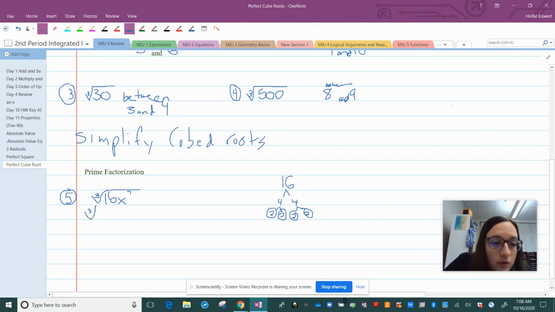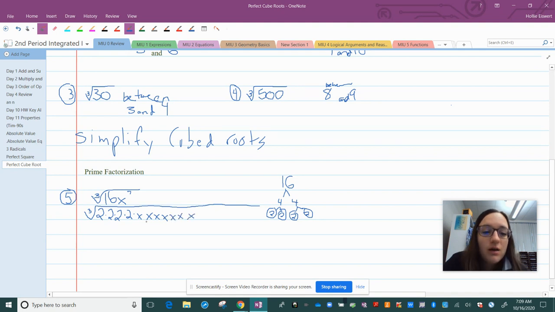So we have our cubed root. Don't forget that little 3 in the pocket. Notice I'm drawing that line very far away. You want to know why? Look how many x's we're going to draw. 7 of them. But first we need our four 2's in there. So let's get our 16 broken down into its prime factorization of 2 times 2 times 2 times 2. Then x to the 7th. We have 1, 2, 3, 4, 5, 6, 7 x's.